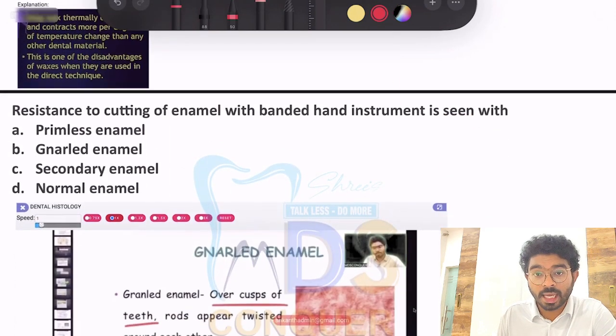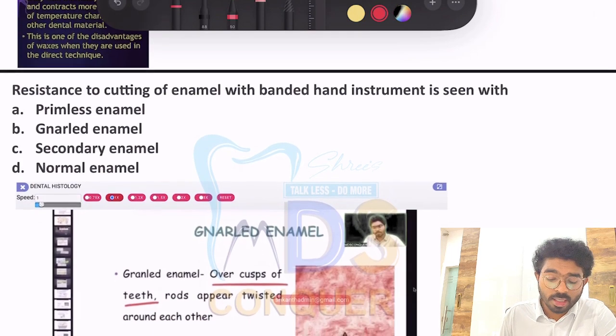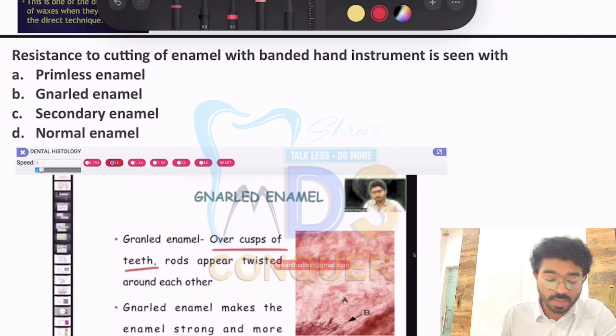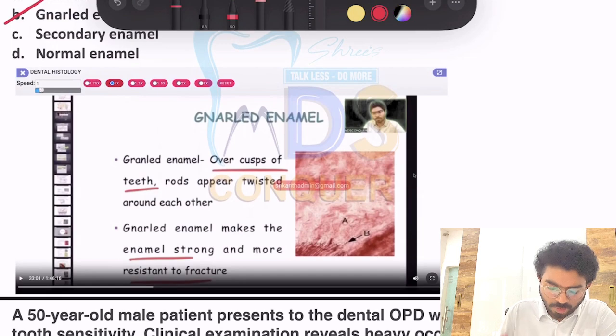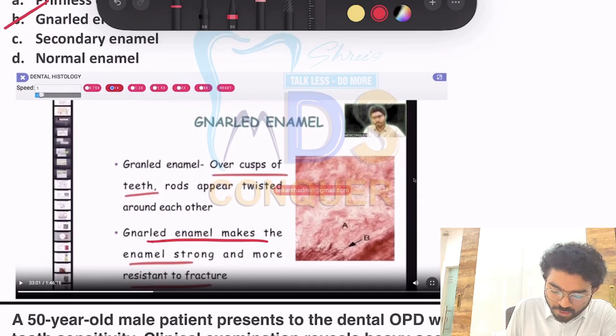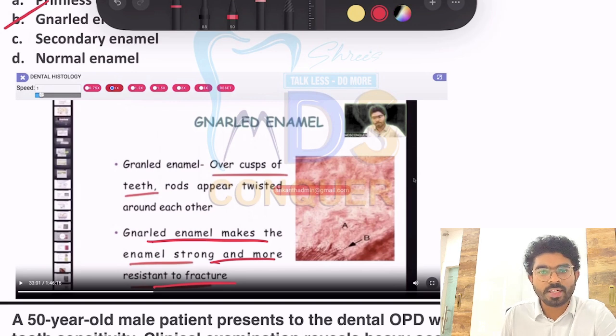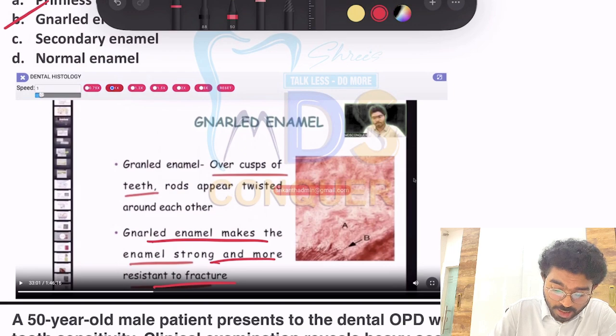Resistance to the cutting of the enamel with bladed hand instruments is regularly seen associated with which structure? Dental histology, grand enamel. Of course, it makes the enamel tough and resistant to fracture. This was discussed in your bootcamp series on dental histology by me. The answer for this question is B.